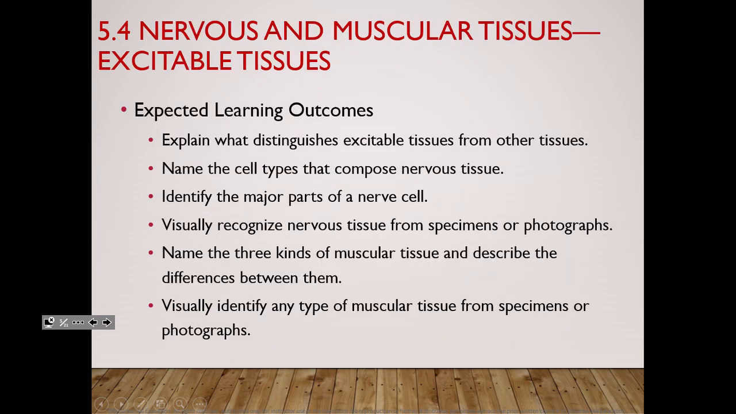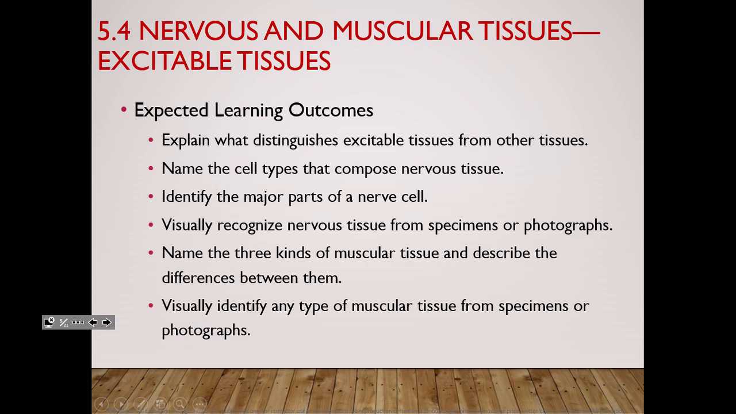Let's talk about nervous and muscular tissues. These are grouped together as excitable tissues in that they can conduct electricity as part of their normal function. To really differentiate these two, muscle tissue is the only tissue type that can contract. I'll say that again. The key defining characteristic of muscular tissue is that it is the only tissue that can contract. When we look at both muscular and nervous tissue, they're both electrically active.